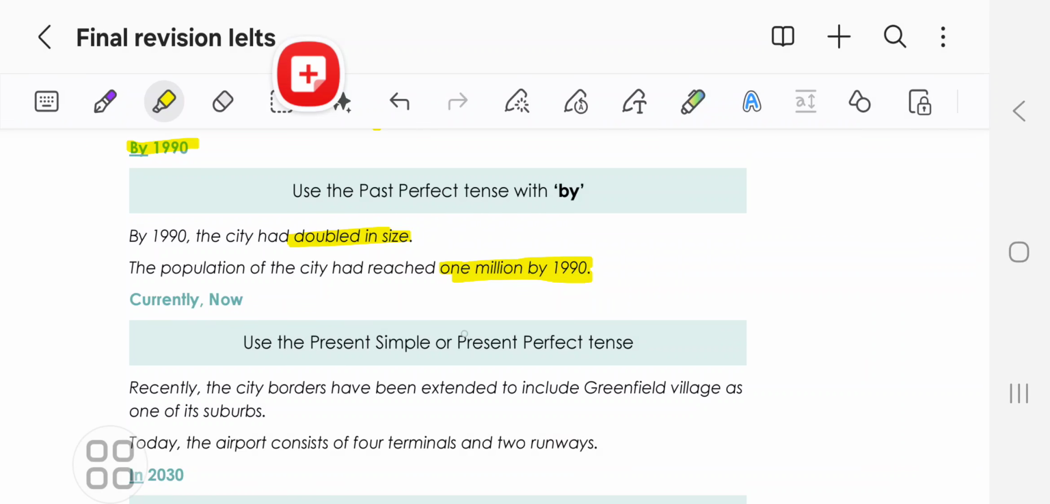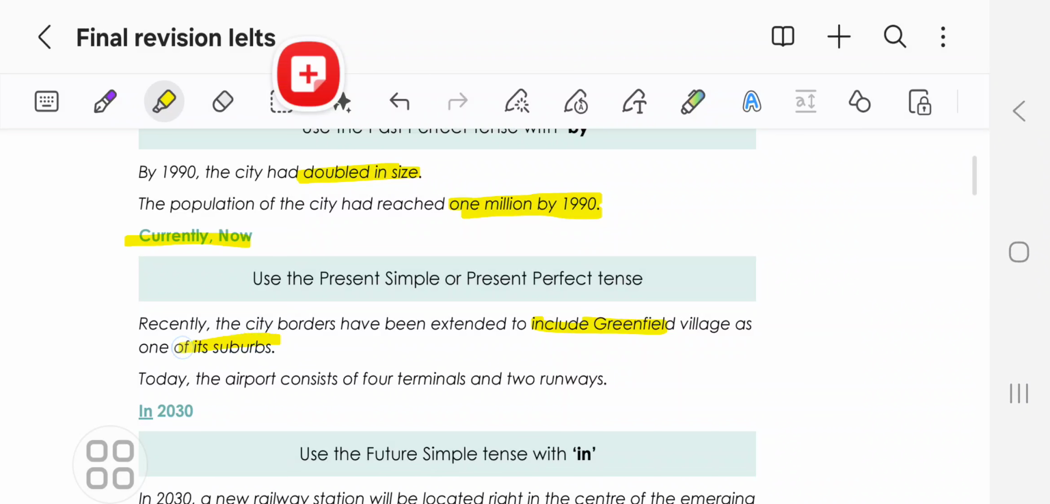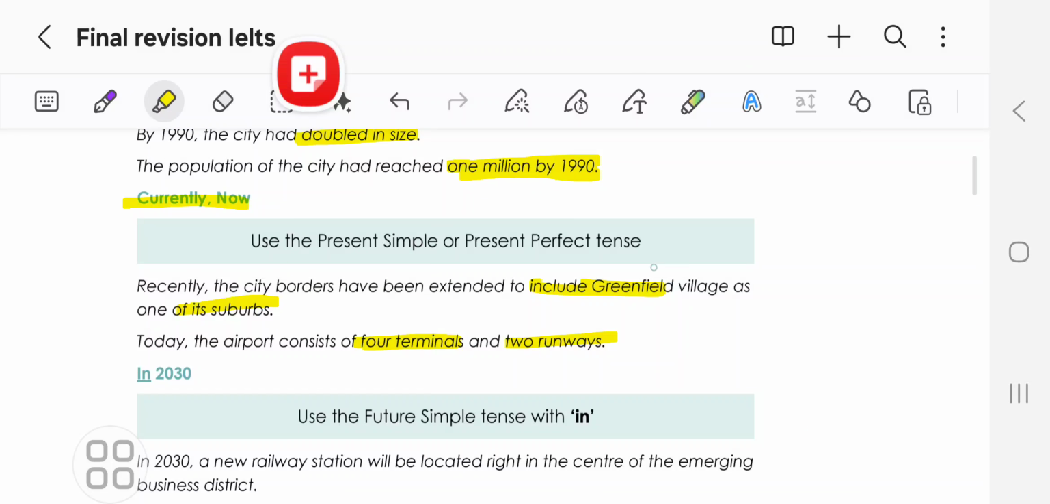And for example, talk about currently or now. So recently the city borders have been extended to include Greenfield village as one of its suburbs. Okay, today the airport consists of 4 terminals and 2 runways. Okay, so present simple, present perfect tense.